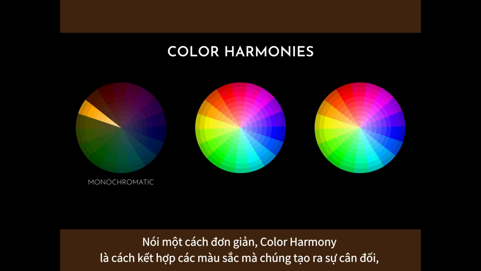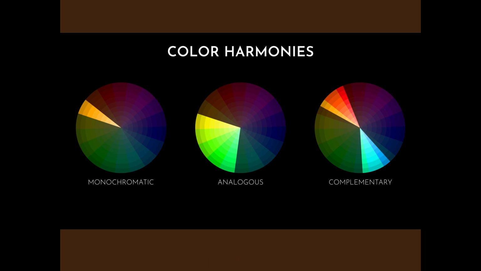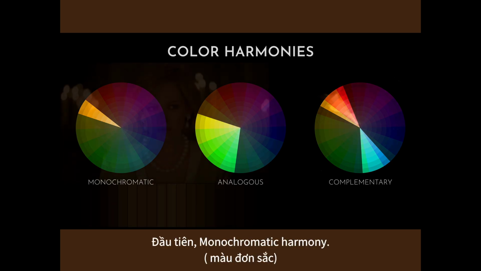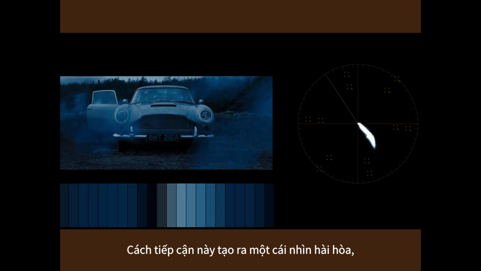In simple terms, they refer to carefully chosen combinations of colors that are aesthetically pleasing and work well together. First, there's a monochromatic harmony, which consists of various shades, tints and tones of the same hue. This approach creates a harmonious look, making it a popular choice in cinematography.